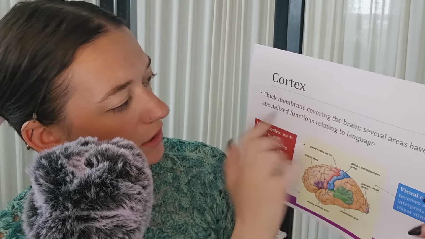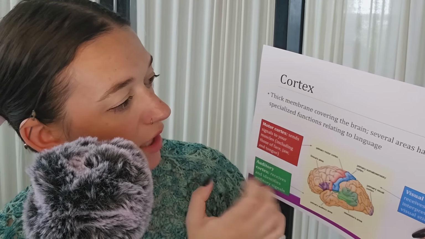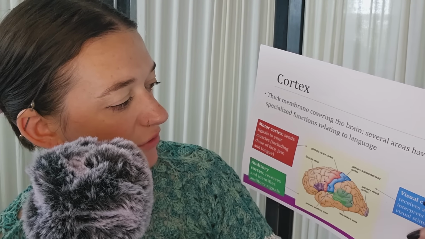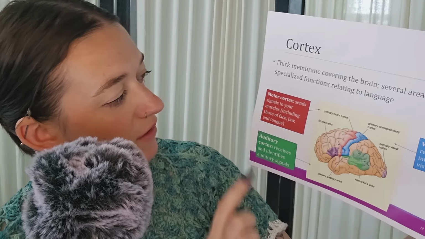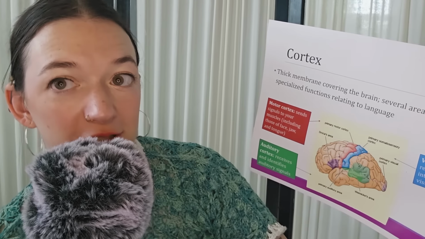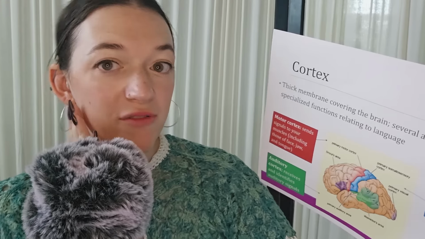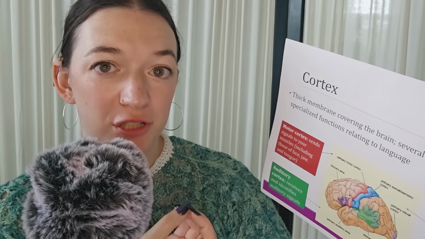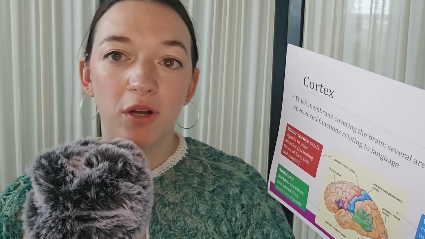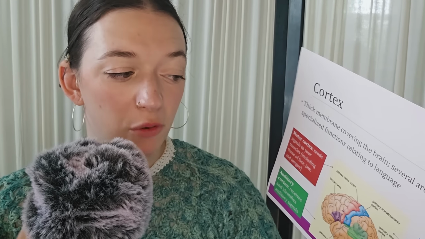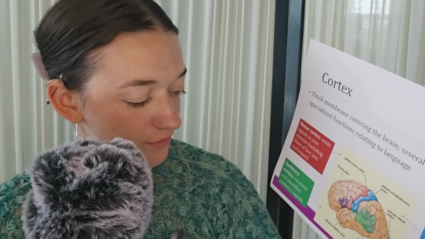So the cortex is a thick membrane that covers the brain, and several areas have specialized functions relating to language. For example, the motor cortex sends signals to your muscles, including those of your face, jaw, and tongue, which allows you to produce language. Of course, it also sends signals to the rest of your body for other motor functions, or to your hands for signed languages.